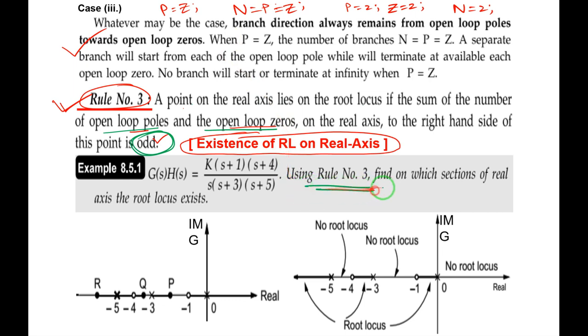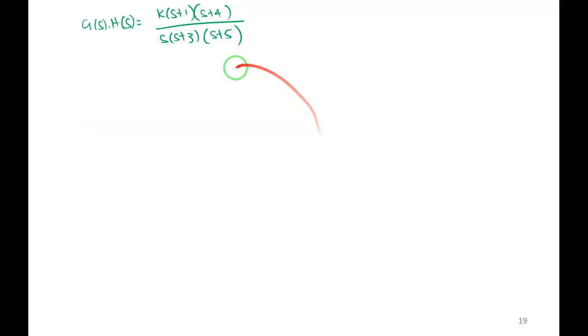Using rule number 3, find on which section of the real axis the root locus exists. We have to use rule number 3, existence of root locus on the real axis. How many zeros are there, and where are they located? Zeros are located at s equal to, observe the numerator and equate it to 0, s equal to -1, -4.